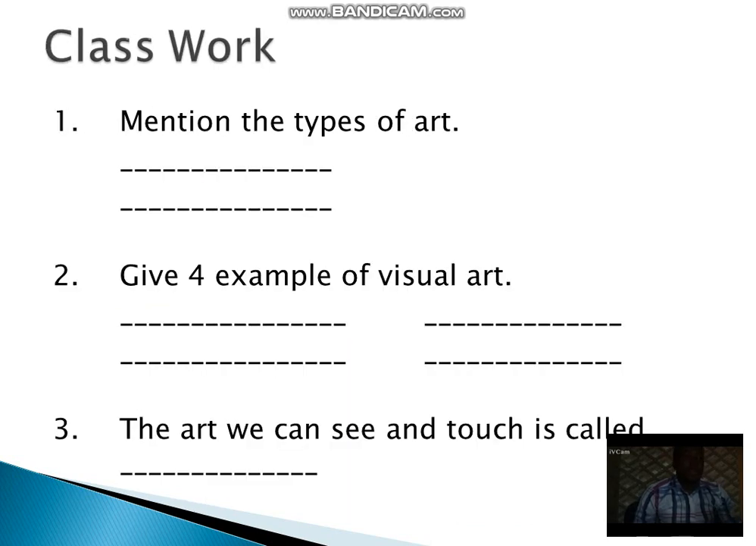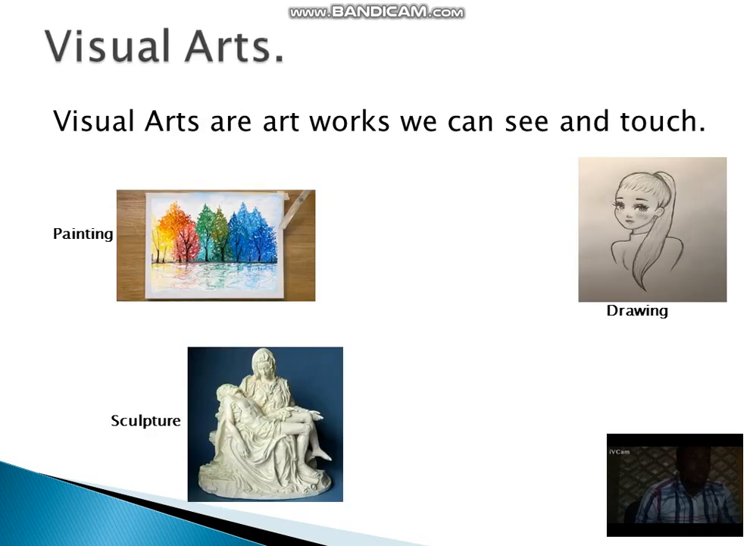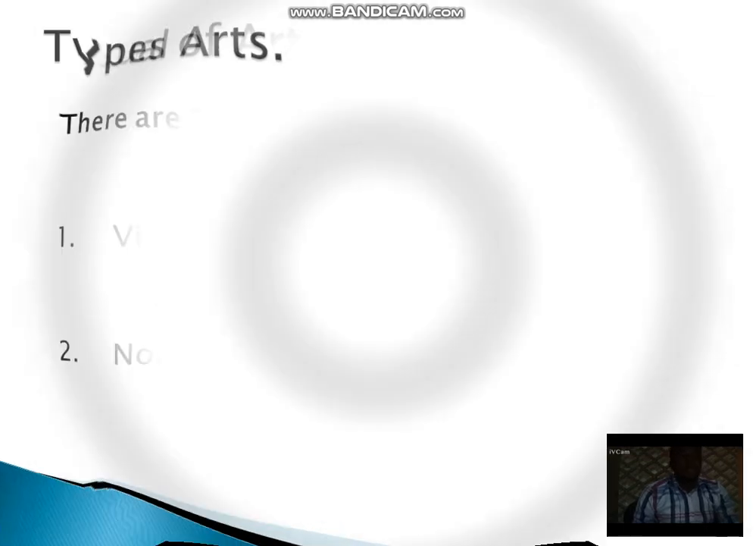After learning what visual arts are, you're supposed to be able to answer these questions, okay? So these are the things you should be able to do. You should be able to mention the types of art. So you're going to write that down and submit them, okay? And give 4 examples of visual art like you've been taught. And the art we can see and touch is called what? You need to answer that. So let's quickly run through the class again before you do your classwork.